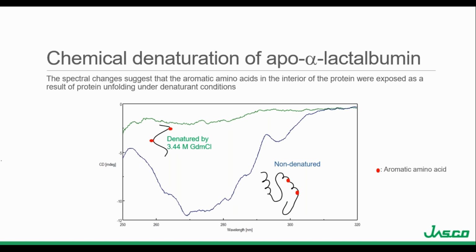In this application, apo-alpha-lactalbumin was denatured using 3.44 molar guanidinium chloride, which is shown here in green. The spectral changes suggest that the aromatic amino acid residues, which are here in red, in the interior of the protein were exposed during denaturation, unfolding the protein. So the blue spectrum is the non-denatured folded protein, where the green is the denatured unfolded protein.